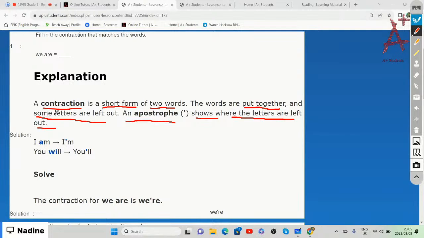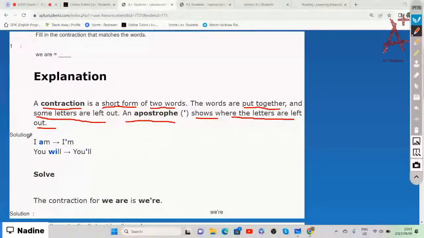So, once again, a contraction is a short form of two words. So we have two words, but now it is shortened. The two words we then put together, and once we put the two words together, some letters are left out. We then use an apostrophe to show where the letters were left out.